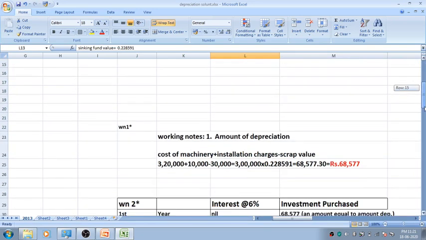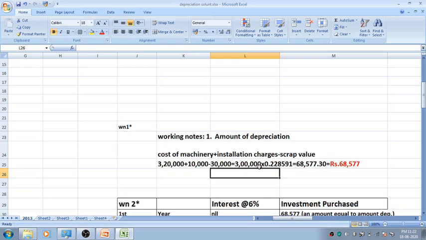we first and foremost calculate the amount of depreciation under the sinking fund method of depreciation. For that we take the cost of the machinery, installation charges, and the scrap value. To the cost of the machinery we add installation charges and deduct scrap value. So 3,20,000 in the given example plus 10,000 minus 30,000, which will give you 3 lakhs.